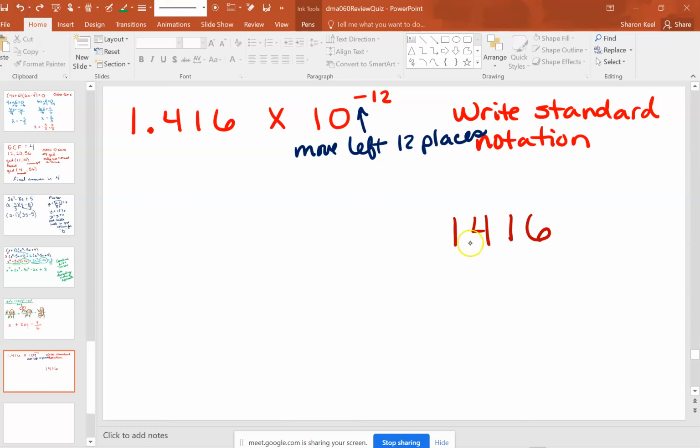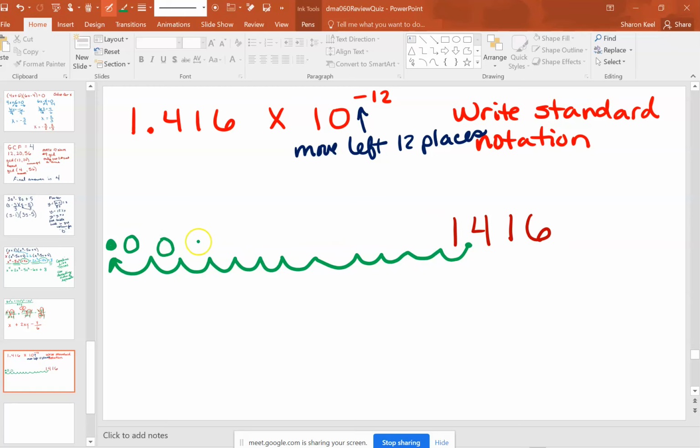Okay, let's try that again. For some reason, my pen erased it. Okay. We start here and go left. 1, 2, 3, 4, 5, 6, 7, 8, 9, 10, 11, 12. Put the decimal in the front. That 1 counts as one of the 12 places, so we only end up with 11 zeros. 1, 2, 3, 4, 5, 6, 7, 8, 9, 10, 11.